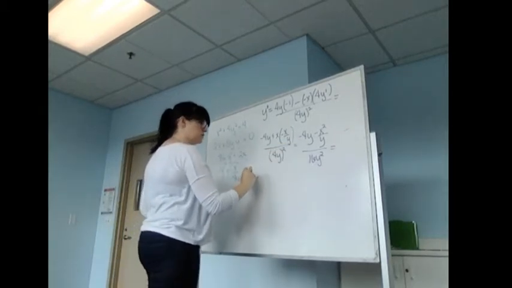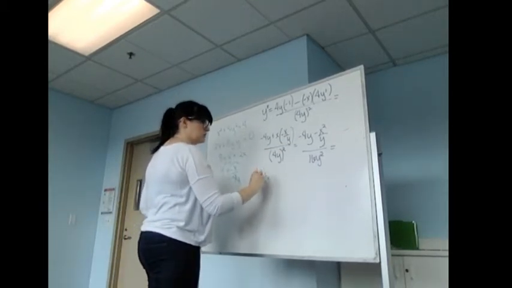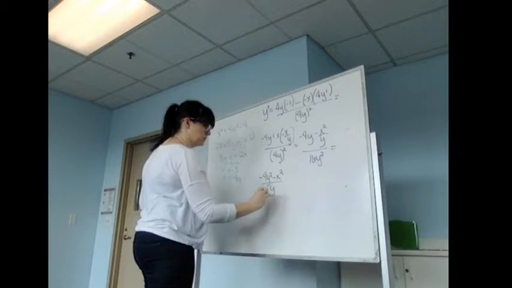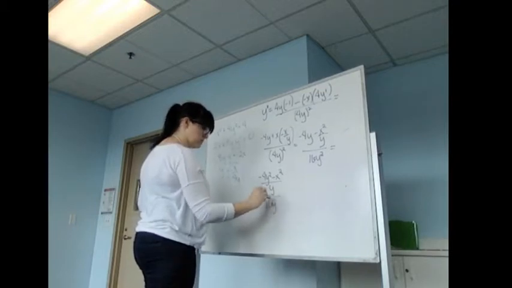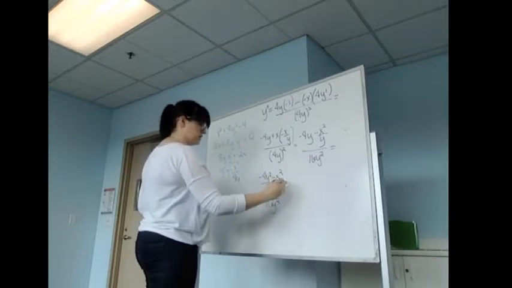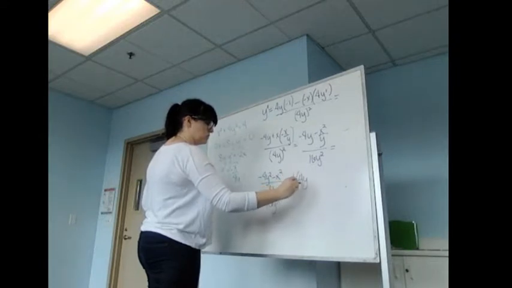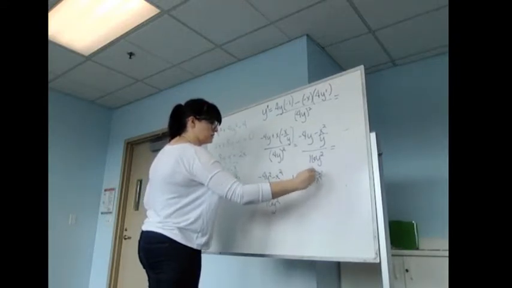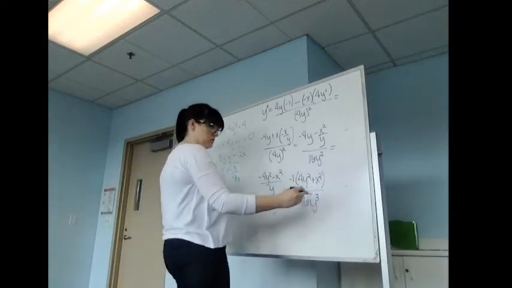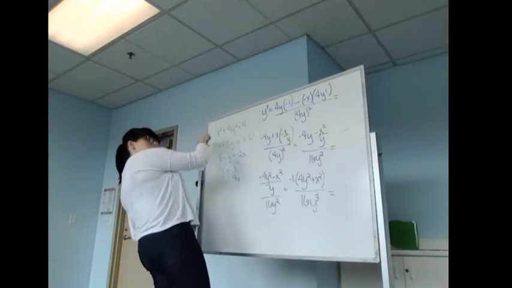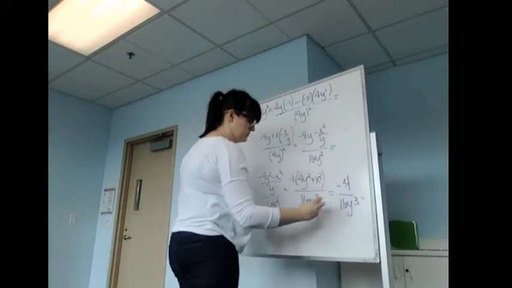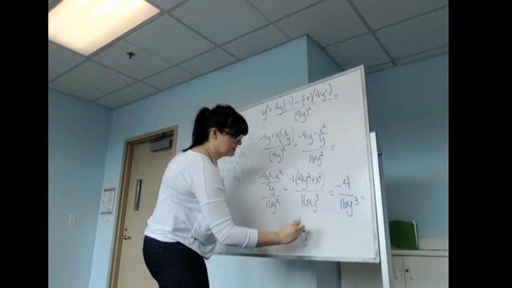Getting a common denominator, we have -4y squared minus x squared over y over 16y squared. Factoring out a -1 gives me 4y squared plus x squared over 16y cubed, which equals, this is this, -4 over 16y cubed, which is -1 over 4y cubed.